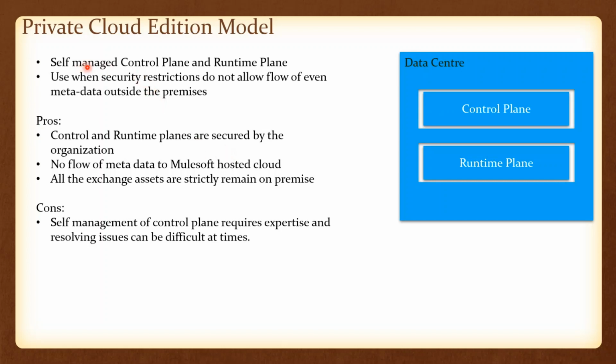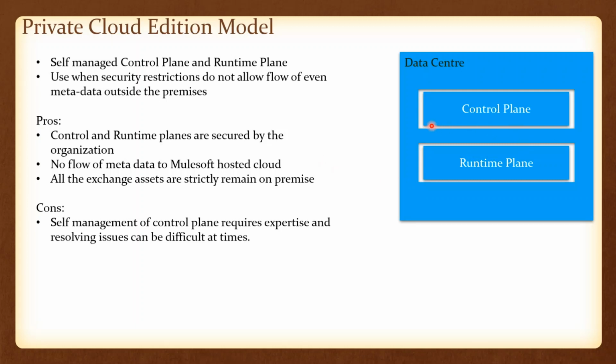So this is a self-managed control plane and runtime plane, used when security restrictions do not allow the flow of even metadata out of the premises. In the hybrid and the RTF models, the metadata could go to the control plane and that was completely fine. But in case you do not even want the metadata to go to CloudHub, you can use this model.